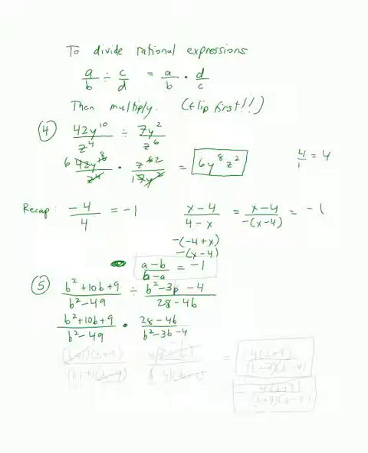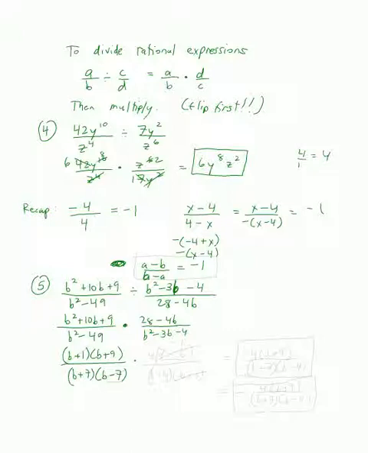Sorry, I should say a b. I apologize. Just like that mistake I made before, b's and p's are easy to flip because they sound so similar in your mind. So, now that we have flipped and changed it to multiplication, now we're going to factor. So in the first one, this becomes b plus 1 times b plus 9. On the bottom, this is a difference of squares, so we're left with b plus 7, b minus 7.